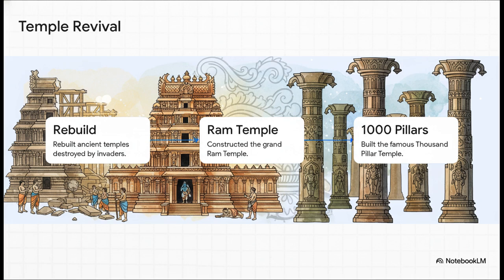His first move? Actively rebuilding ancient temples that had been destroyed by previous invaders. From there, he constructed the Grand Rama Temple and the stunning 1,000-pillar temple.